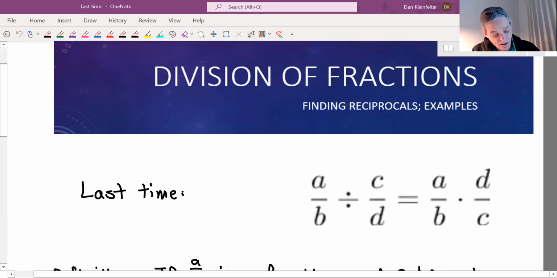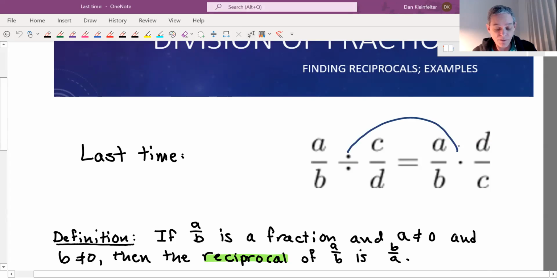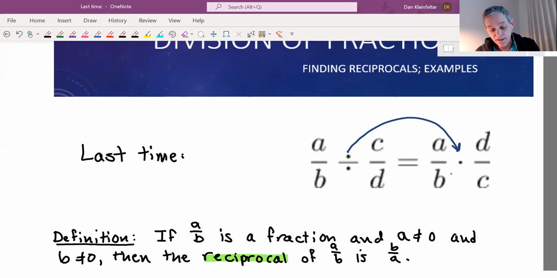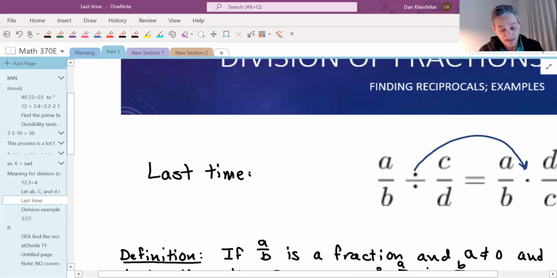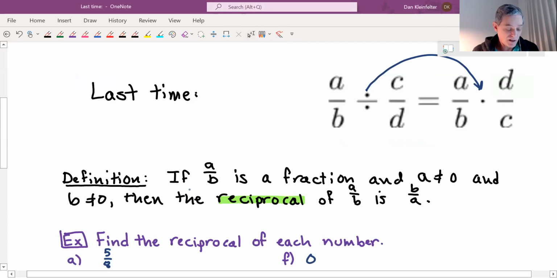So where we left off last time was we had gone through some steps to show that if you're taking a fraction a over b and dividing by another fraction c over d, you can replace that division by a multiplication, and the second fraction, c over d, got replaced by the fraction d over c. So it turns out that there's a special name for that fraction in relation to the first fraction. So a little definition.